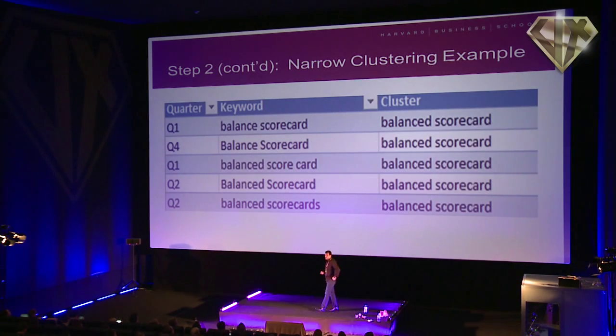Let's look at an example of narrow clustering. There's no rocket science here. It is a simple example for the keywords entered by the user, which are balanced scorecard or variations of balanced scorecard. So it's balanced scorecard in uppercase, lowercase, with spaces, hyphens, and so on. And they can all be collapsed into this cluster called balanced scorecard.